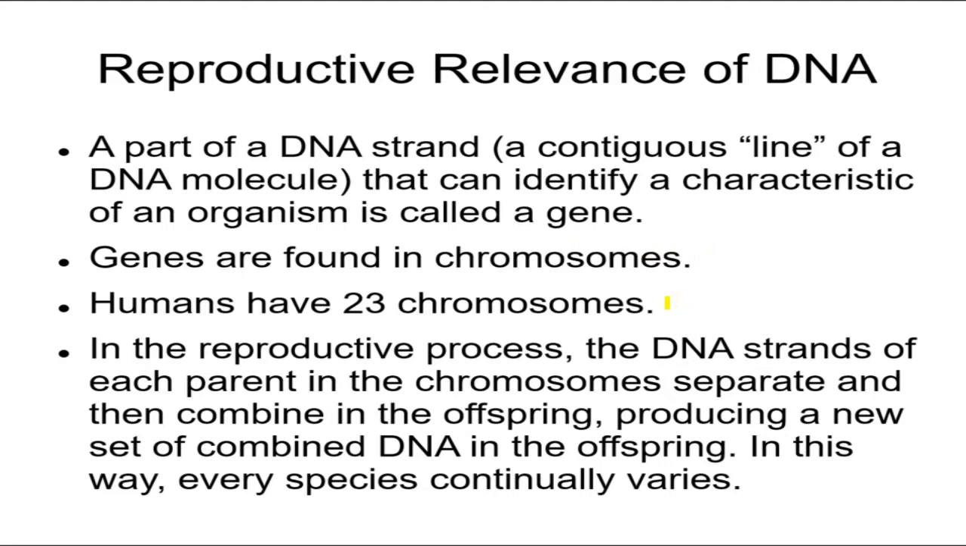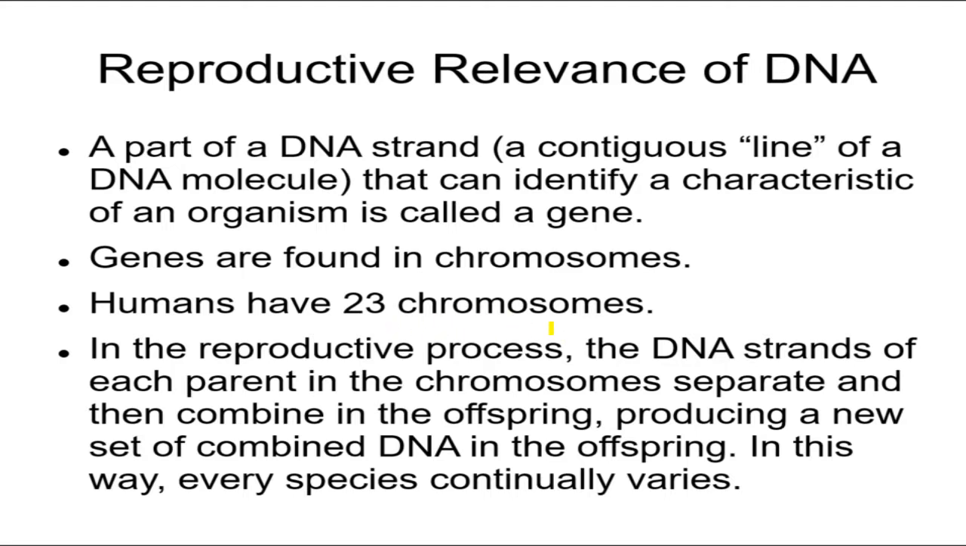Human beings have 23 of them. Different animals have different amounts, but human beings have 23 chromosomes. And during the reproductive process, at least in meiosis, in mitosis it's slightly different. But let's look at meiosis here, which is the standard reproductive process that human beings undergo.